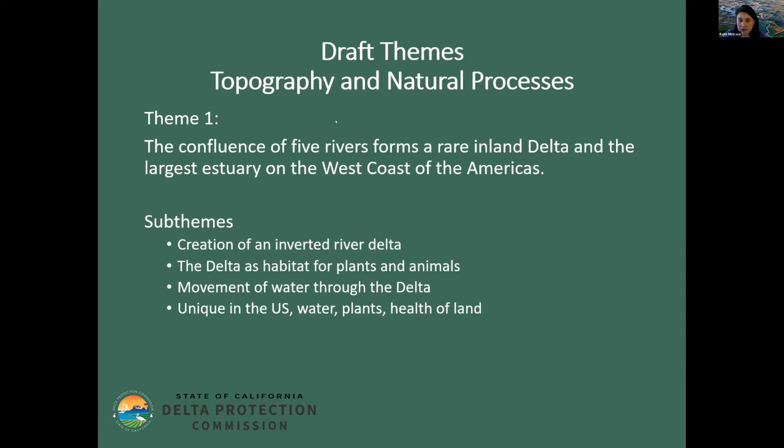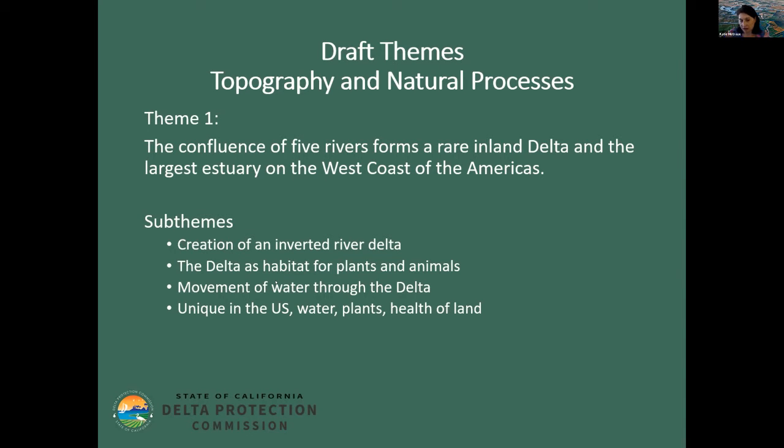These are some of the interpretive themes. Our primary themes are broken up into major topic areas. Our first one is topography and natural processes. This one discusses the Delta as an inland delta and the largest estuary. The categories that go with that include how it was created and habitat for plants and animals.